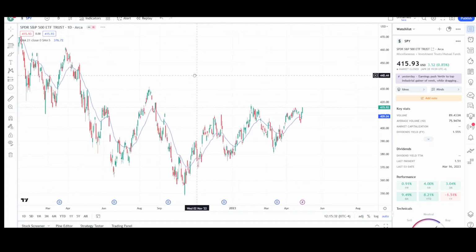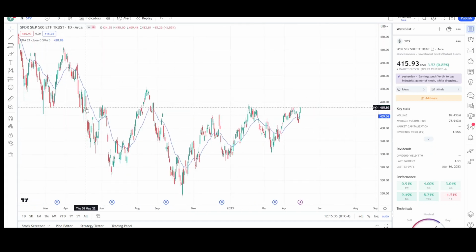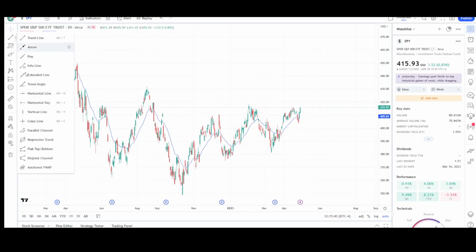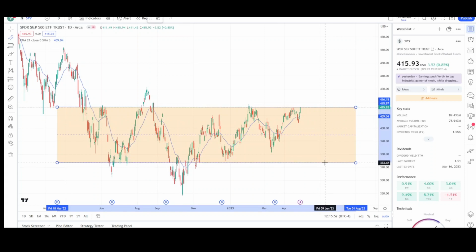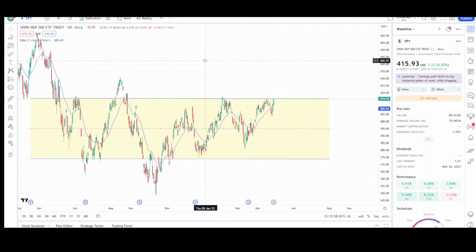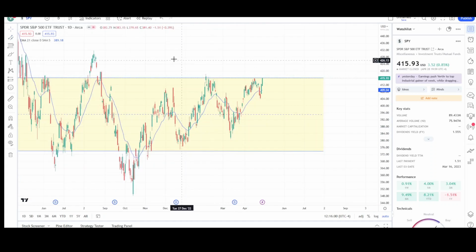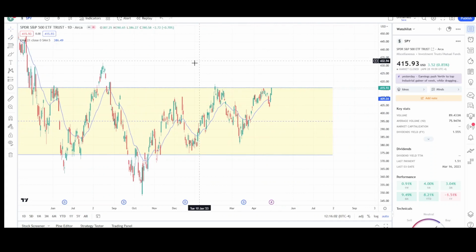Macro pattern is a ranging pattern. You can see that prices are pretty much trading right at the same price it was last year May at the 415 level, and we're back at the same level once again. So this is pretty much just a ranging pattern. One year of just a lot of choppiness, and this is the defined resistance at the 415, 416 level, and the support is a little bit lower at the 373, 374 level. So this is pretty much the ranging pattern that prices have been respecting for about a year now.